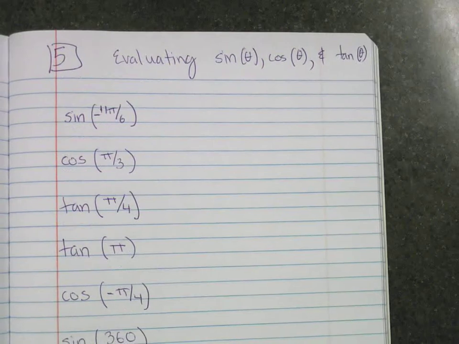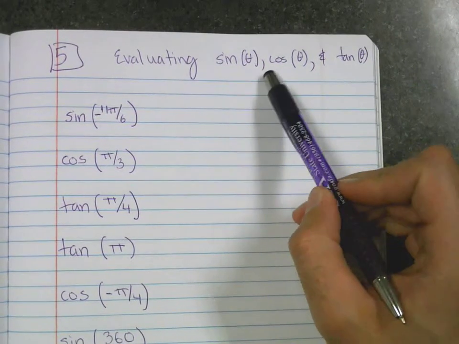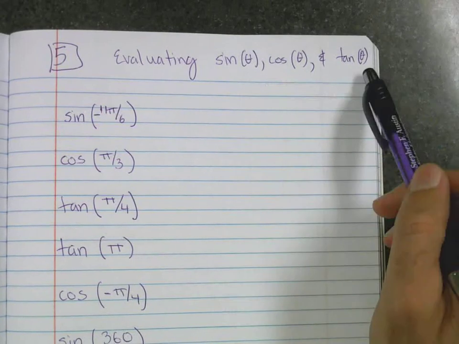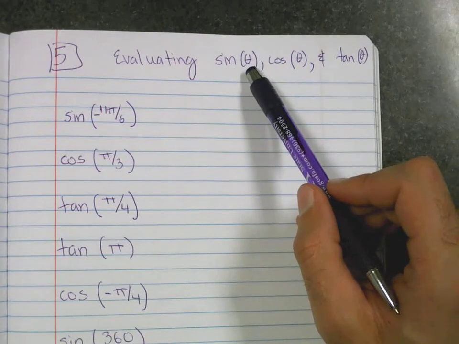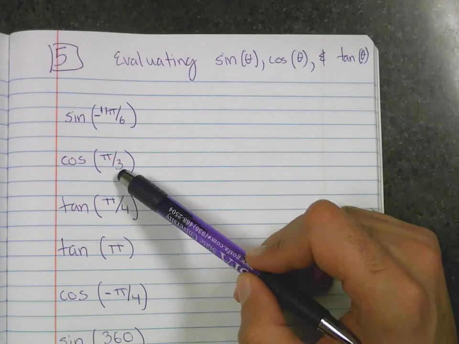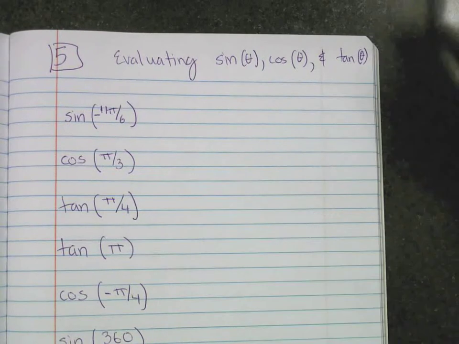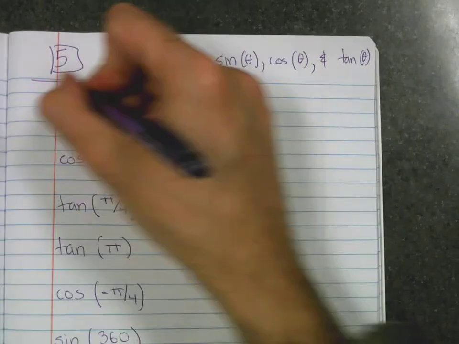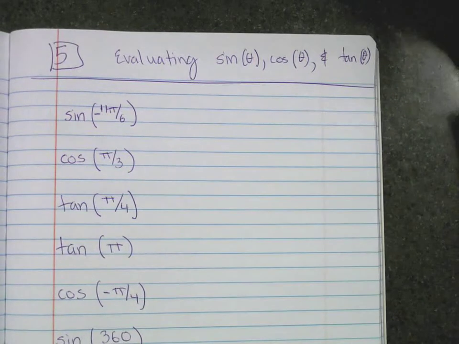How to evaluate sine theta, cosine theta, and tangent of theta. Here, theta just represents an angle, right? So sine of like pi over 3, or cosine of pi over 3, or tangent of pi over 4. That's what we're going to be up to today in this specific video. Take down the title, of course, make sure you've got it labeled appropriately, and we'll move on soon.